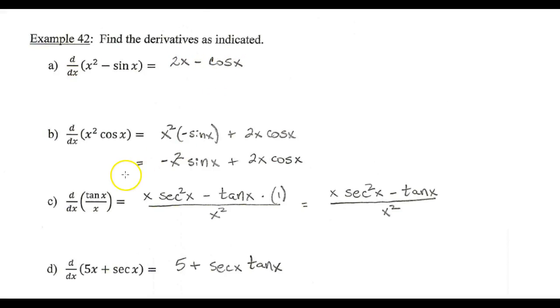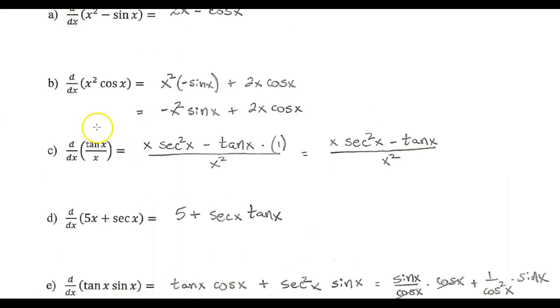In part B, I want to take the derivative with respect to x of x squared times cosine of x. So now I have a product rule, function times function. It's the first, x squared, times the derivative of the second. The derivative of cosine of x is minus sine x, plus the second, cosine of x, times the derivative of the first, x squared, which is 2x. So simplifying barely, I get minus x squared sine x plus 2x cosine x.